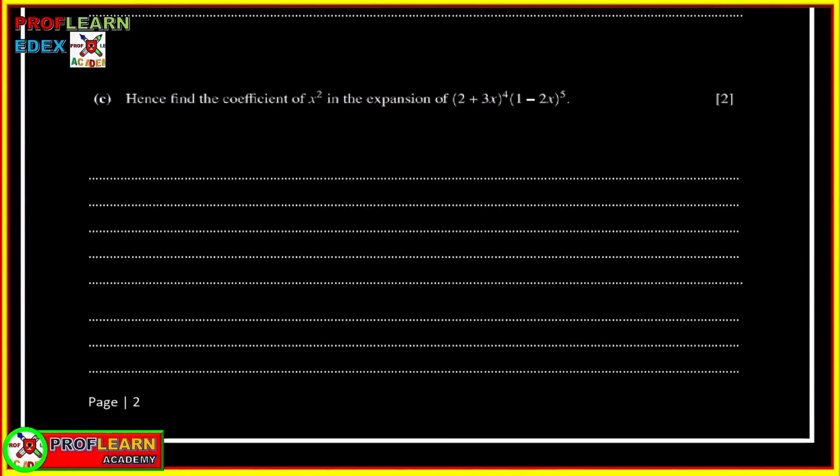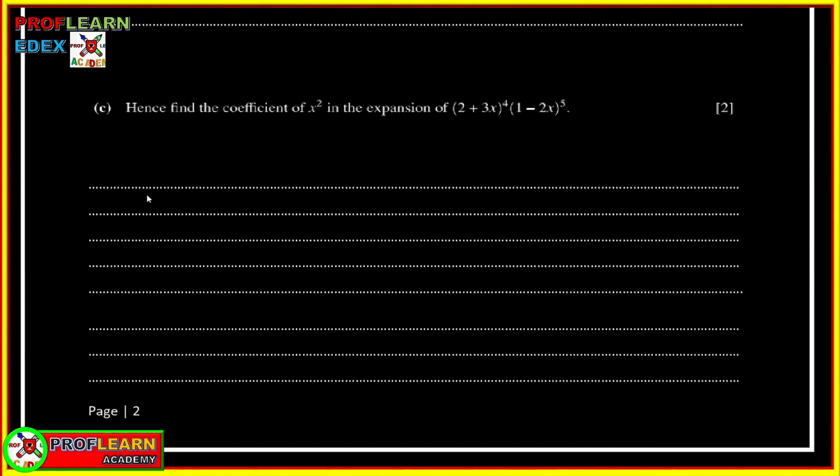Since you are supposed to find the coefficient of x squared in the expansion, you see we have already expanded 2 plus 3x raised to power 4. But we have 1 minus 2x raised to power 5, which has not been expanded. So we are going to first work out this particular part so that we know its expansion. This is the part where you are going to use factorials. This is now the binomial theorem.